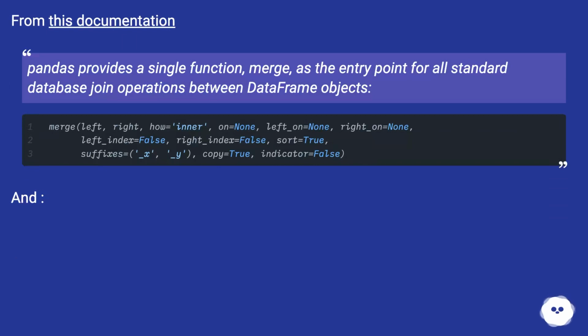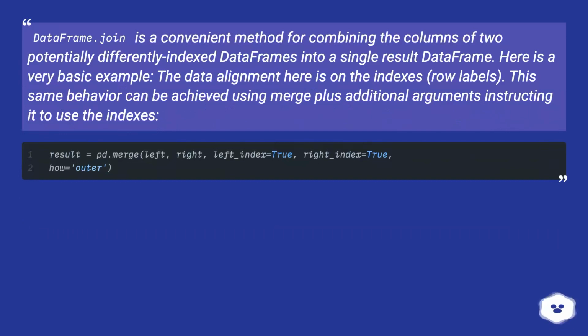From this documentation, Pandas provides a single function, merge, as the entry point for all standard database join operations between dataframe objects. And dataframe.join is a convenient method for combining the columns of two potentially differently indexed dataframes into a single result dataframe. Here is a very basic example. The data alignment here is on the indexes, row labels. This same behavior can be achieved using merge plus additional arguments instructing it to use the indexes.